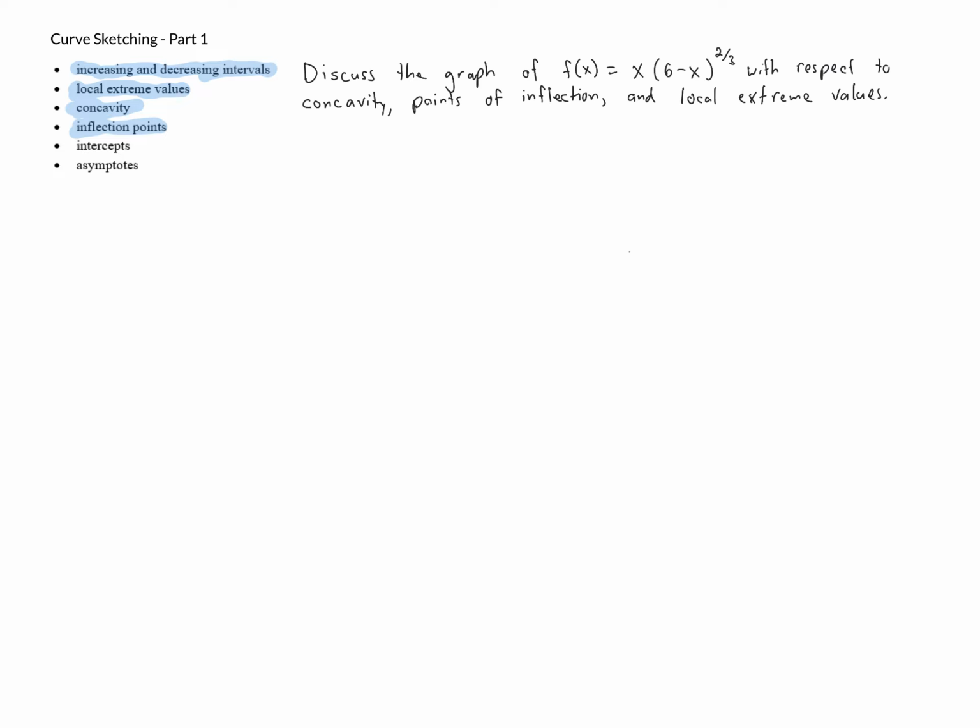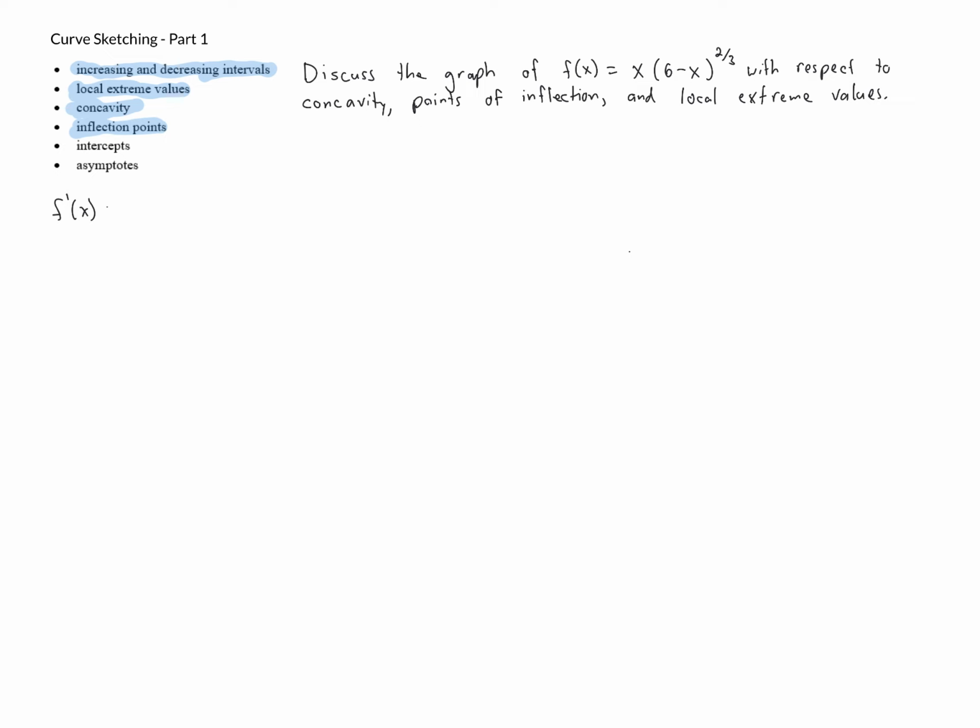Discuss the graph of f of x equals x times (6 minus x) to the 2/3 power with respect to concavity, points of inflection, and local extreme values. So if we're going to want concavity, points of inflection, and extreme values, we're going to want to take the first and second derivatives. So let's start with the first derivative. We have f of x as a product of 2 functions. So we're going to have to use the product rule here.